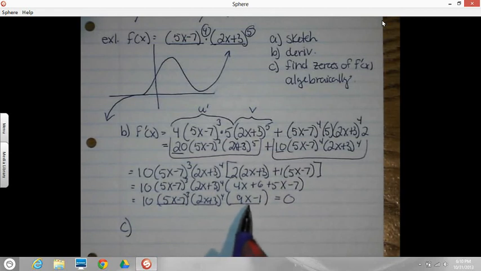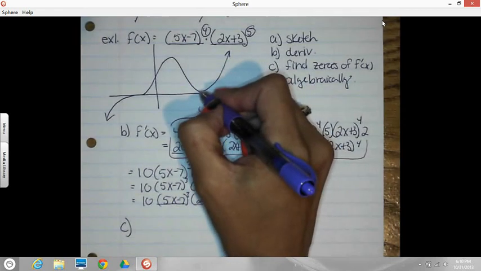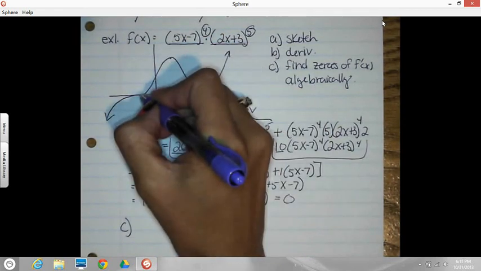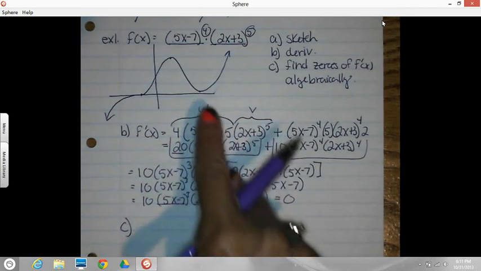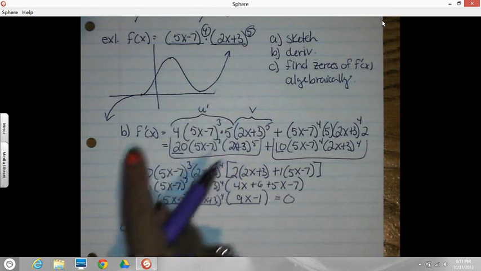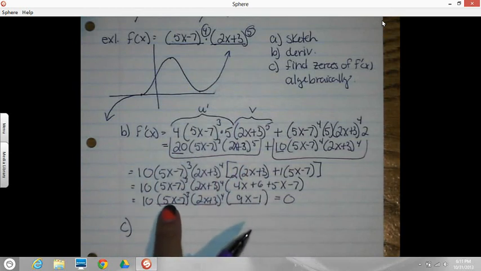And that kind of makes sense if you think about the max and min. There's a min here, just doesn't show up very well on the original function, and every max and min on this gives me a 0 on the derivative. So I'm going to find those zeros right here.